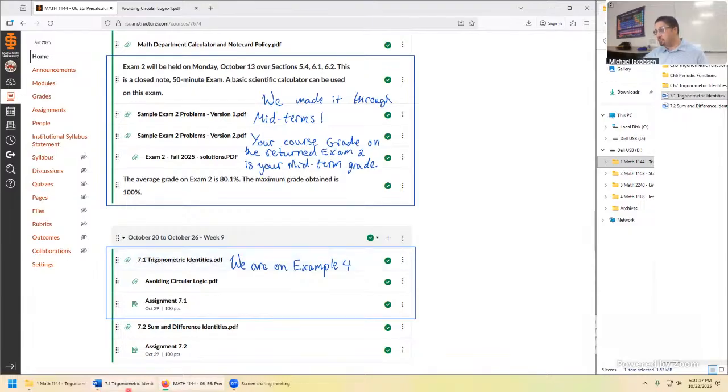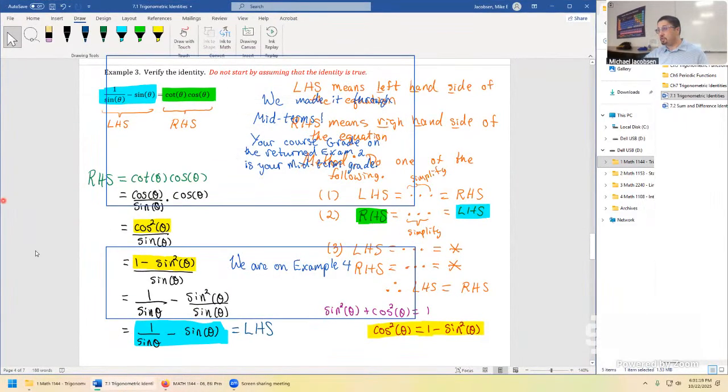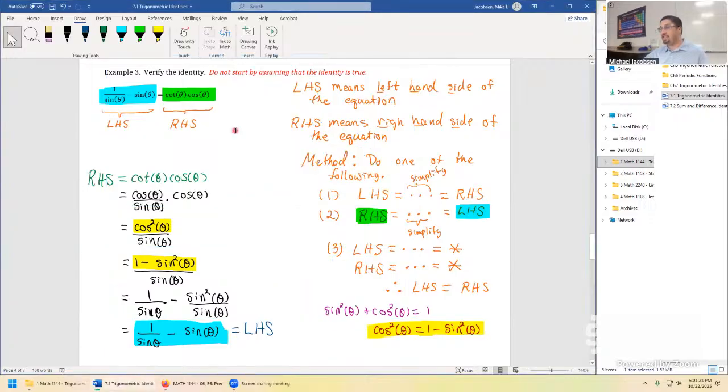We're in section 7.1, example 4. Let me get that annotation off of there. This is the last example that we looked at before going on the weekend last Wednesday. I think I might have said Thursday by accident. We're verifying that identities are true trigonometric identities, that this formula will hold for all values of theta in the domain on the left-hand side and the right-hand side simultaneously.